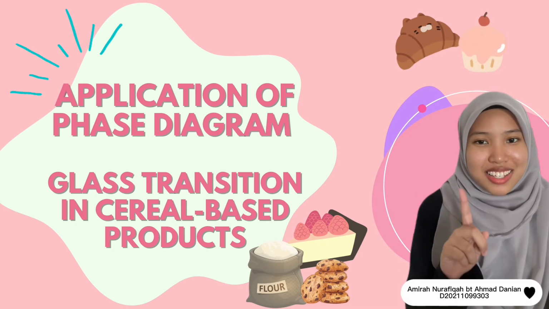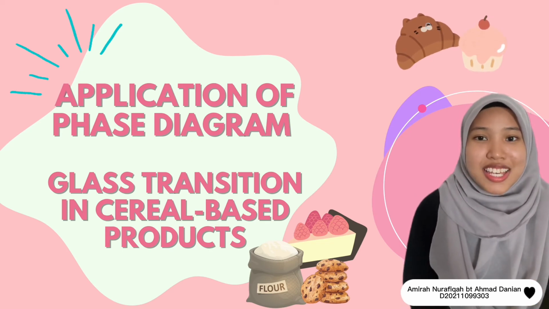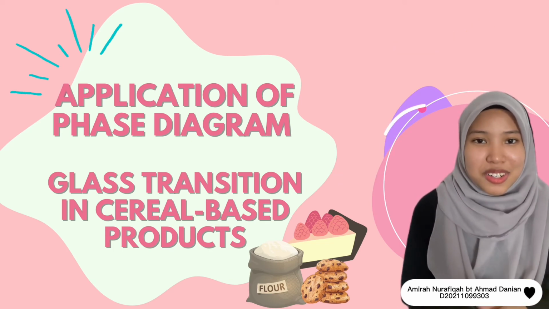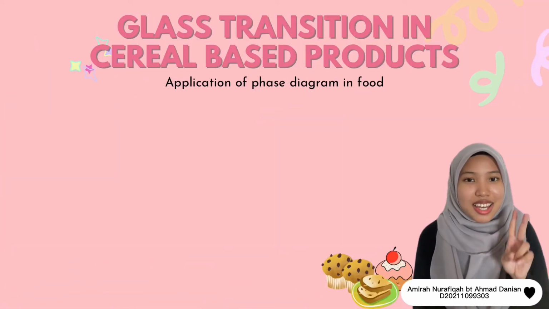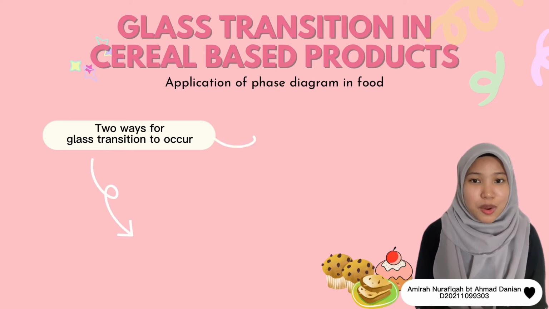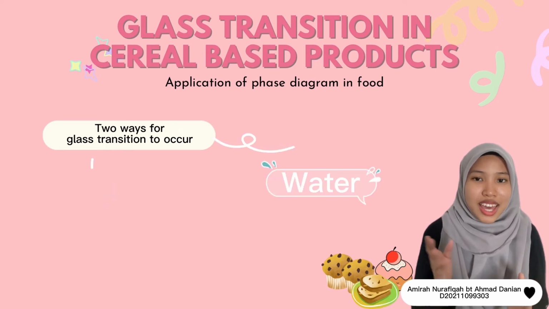Next, we have the glass transition in cereal-based food products, such as cookies, cakes, and flour. This is because they are rich in proteins and starch. There are two ways to make the glass transition process occur, which are reaction with water and temperature.